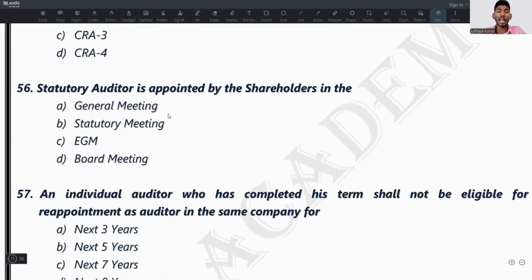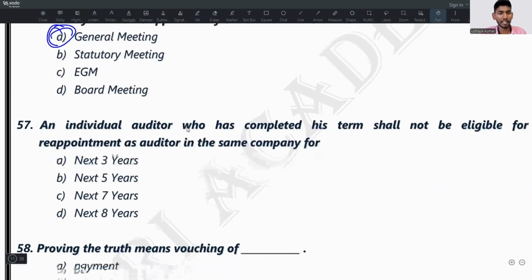Moving to question number 56. The statutory auditor is appointed by the shareholders in the, so here you might try to answer the question as EGM, extraordinary general meeting. An extraordinary general meeting arises when the board of directors or C&AG haven't appointed the auditor. If they haven't appointed the auditor in the first time appointment, then it is appointed by the shareholders in the extraordinary general meeting. But in general, the statutory auditor is appointed by the shareholders in the general meeting. If the question specifies it is the first time appointment, the answer would be EGM. Though if they didn't specify, you have to answer general meeting.